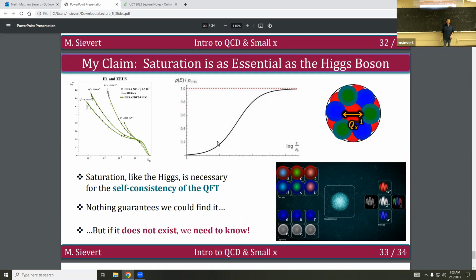That's the challenge that I think confronts us about saturation. We think it is there. We think it must be there, or else the theory is irredeemably broken. But what if I'm wrong? We need to know. Because if this is wrong, everything is wrong. And we go back to the drawing board about fundamental aspects of quantum field theory itself.